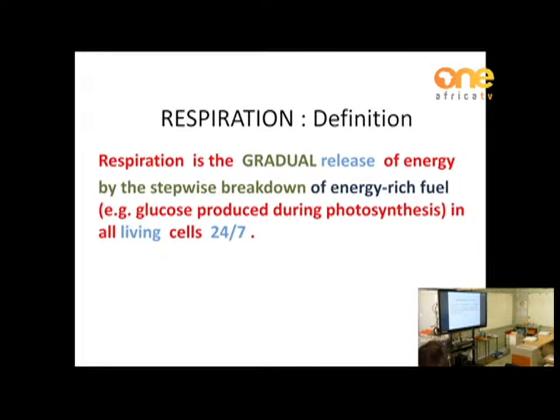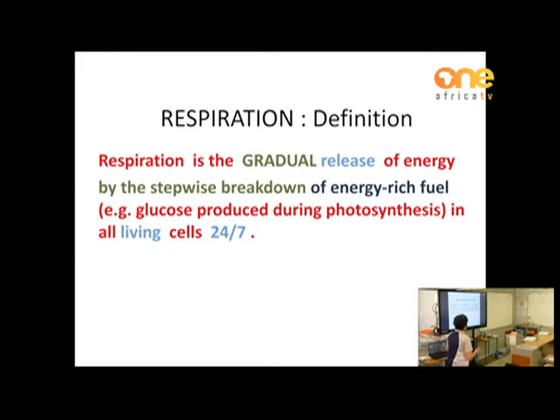Now, the paper that I have just handed out, I want to help you make a summary of these processes. A definition for grade 11 higher level is that we need to look at respiration as the gradual release of energy by the stepwise breakdown. So it is not like one step and voila, I have all the energy available. No, it's not working like that. So please fill that in there. It is going to have lots of steps, breaking down an energy-rich fuel, for example, the glucose produced during photosynthesis, in all living cells 24/7. 24/7 means day and night.